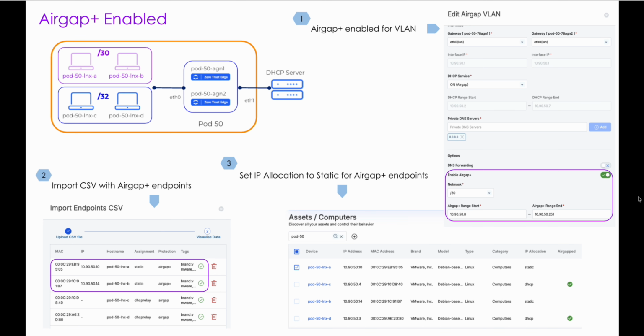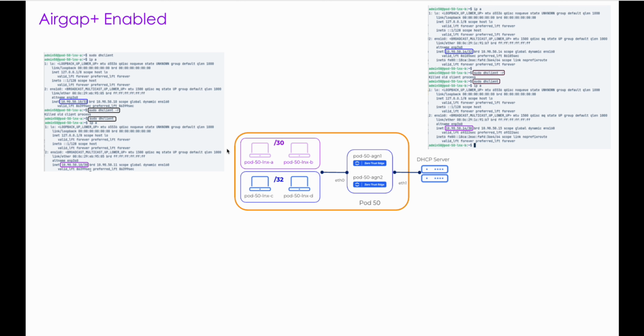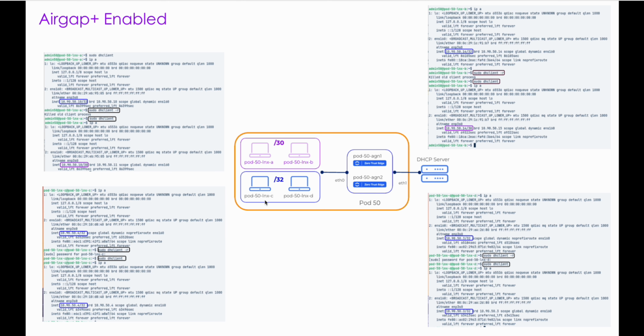So once AirGap Plus is enabled, we'll see that the two endpoints that we have moved into the micro-subnet of /30, which previously had a /32 IP assigned, will release and renew their DHCP leases, and you'll see that they have a /30 IP assigned now. Whereas for the other two endpoints, Linux C and D, even though you renew the lease, they continue to have the /32 IP because they were not made a member of that micro-subnet.